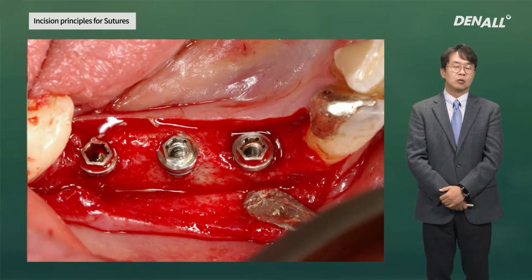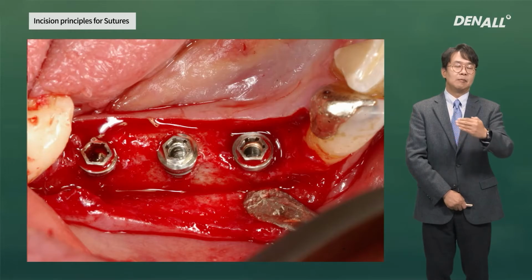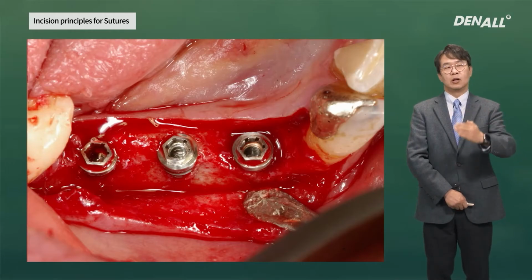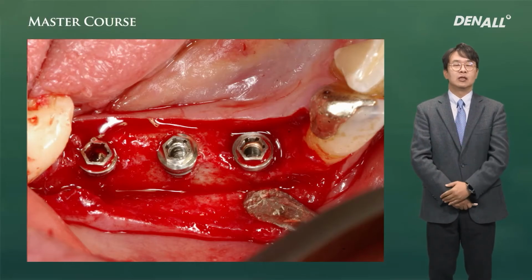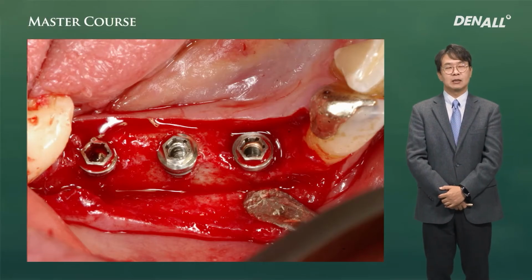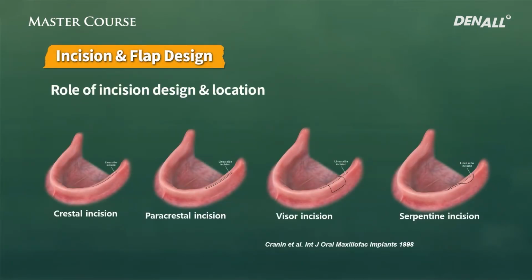Of course, intentionally, we can include a lot of keratinized tissue in the incision to preserve the keratinized tissue, but I will talk about it at a later opportunity. There are many types of incisions. Generally, a crestal incision is made over keratinized tissue, or a crestal incision away from the keratinized tissue, and a trapdoor type incision, an incision along the surgical site.